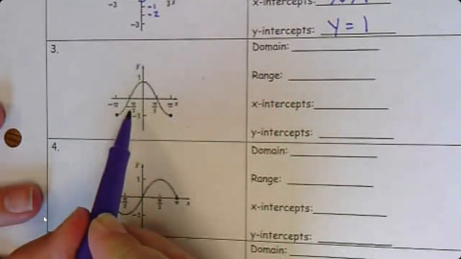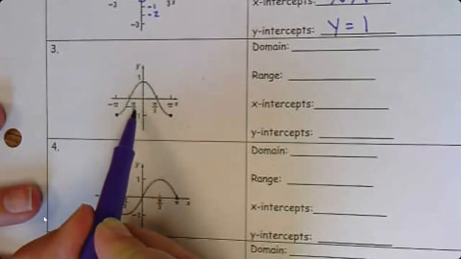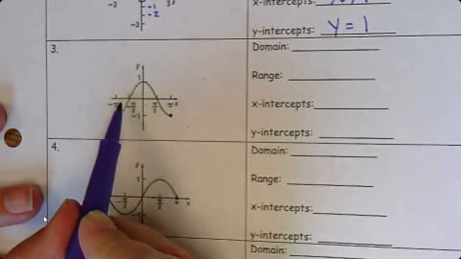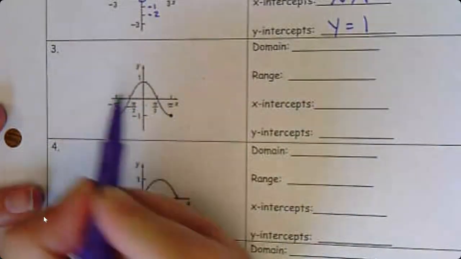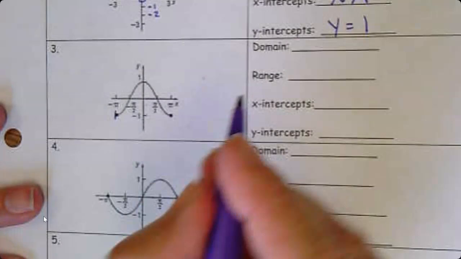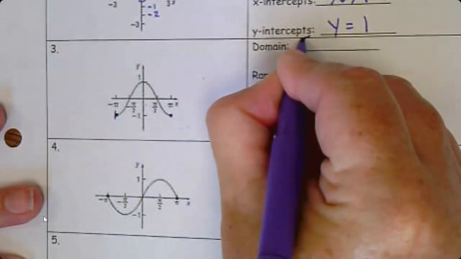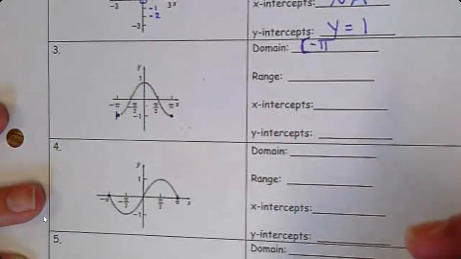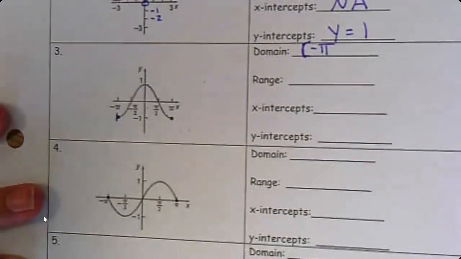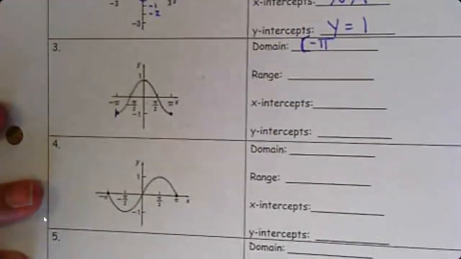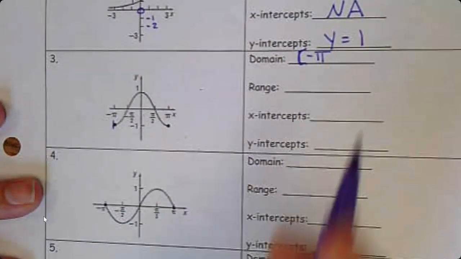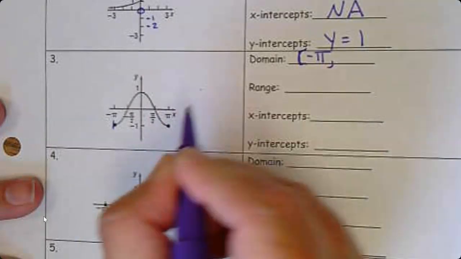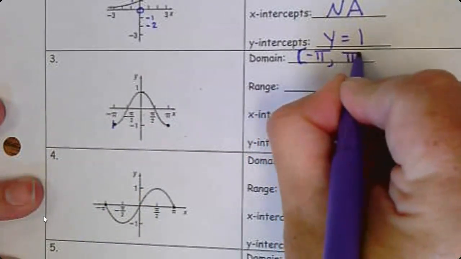Do I touch all of my x values? And the answer is no. I actually stop right here. Where do I stop at? Negative pi. And we actually touch it because of that dot. Then a comma, and then I'd stop here at positive pi.